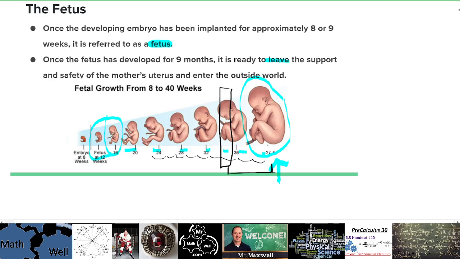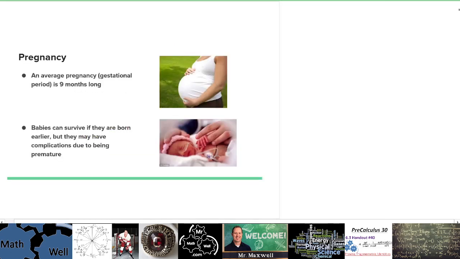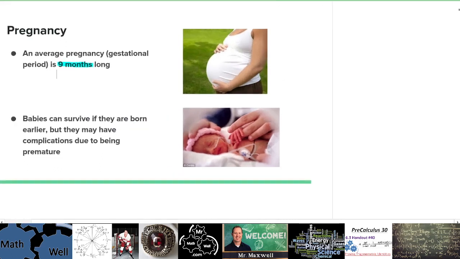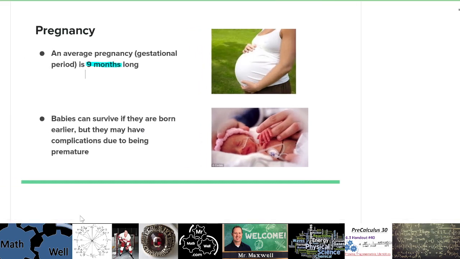An average pregnancy, the gestational period, is 9 months long. Yep, 9 months. That's a long time. Babies can survive if they're born earlier, but they may have complications due to being premature. If the body's not ready to be born, if things aren't fully developed, then there may be some complications.